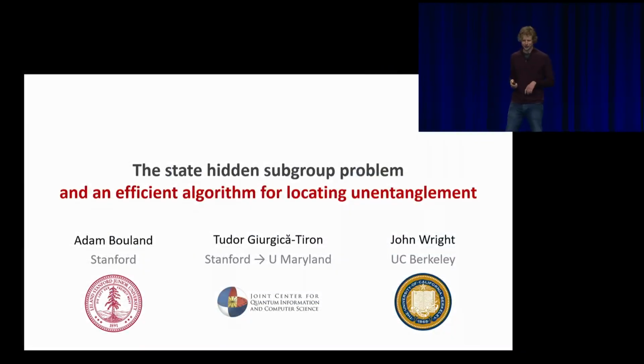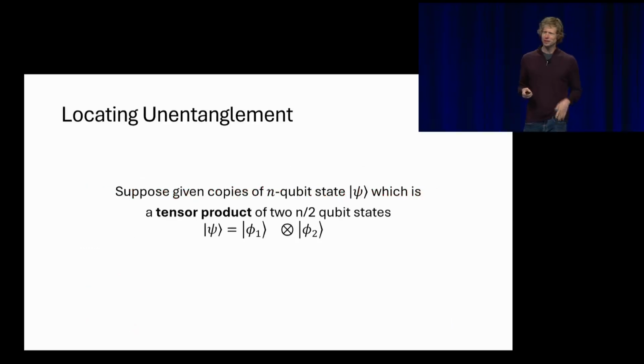Today I'm going to be talking about joint work with Tudor Giurgica-Tiron and John Wright. Tudor should be the one giving the talk, but unfortunately was unable to due to illness. The problem I'm going to tell you about today is the problem of locating unentanglement.